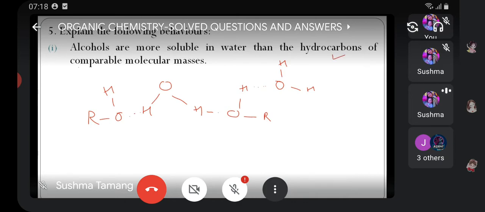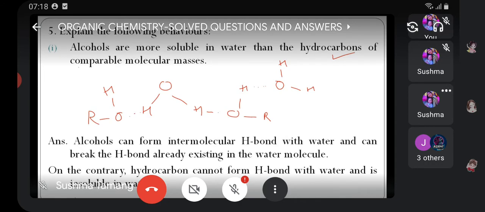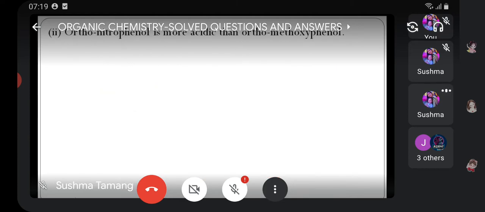And why does hydrocarbon not form it? Because it is unable to form hydrogen bonds. Right, so alcohol can form intermolecular hydrogen bonds with water. Water also has hydrogen bonds, which it breaks, and by breaking those hydrogen bonds it forms new hydrogen bonds with water, and therefore it is soluble. Whereas hydrocarbon cannot form hydrogen bonds with water, and it is therefore insoluble. We have already discussed this.